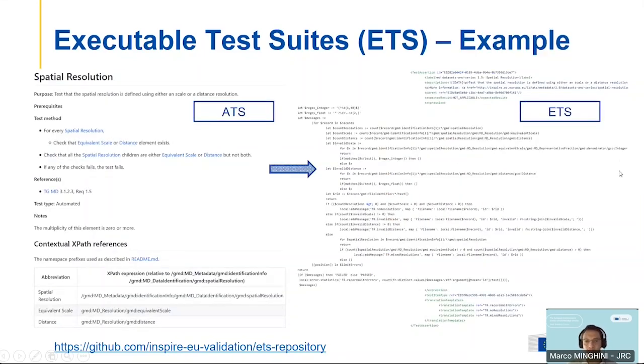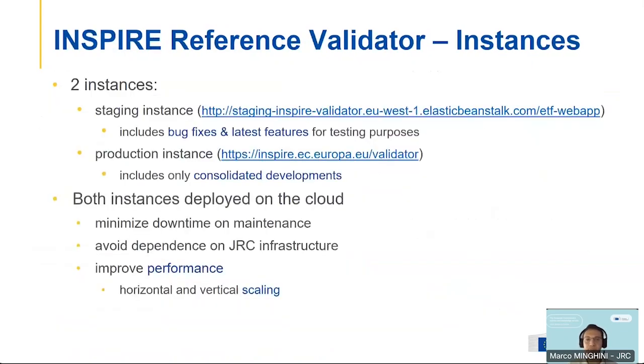And there's an example. So on the left, you have the same ATS I showed you before. On the right, you have the corresponding ETS. Of course, you're not supposed to read the code, but just to understand that this is the actual code. So this is written in XQuery. XQuery is a language from the W3C that allows you to actually go into an XML document and extract elements or check the value of an element. And this is basically how the ETS are actually written. So you may want to, of course, have a look.